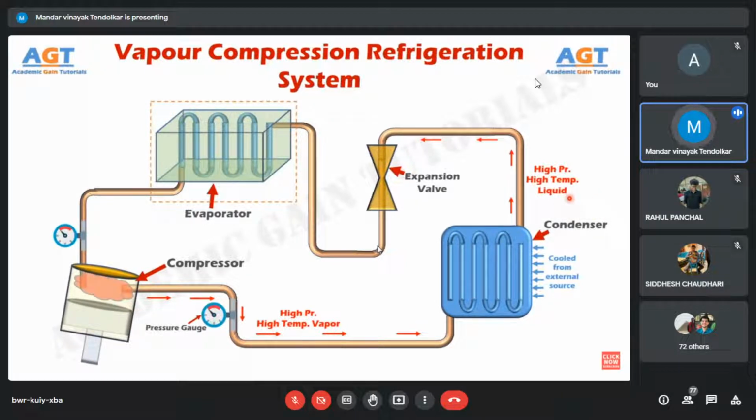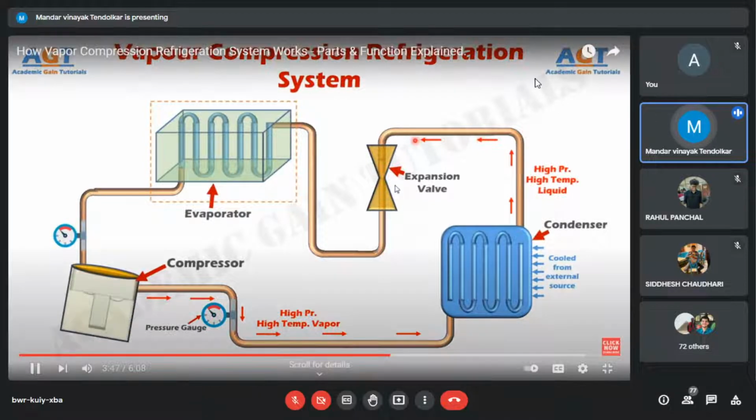Now this high pressure, high temperature liquid refrigerant will leave the condenser and pass through this expansion valve or throttle valve using this connected pipe. Now, this high pressure liquid refrigerant.